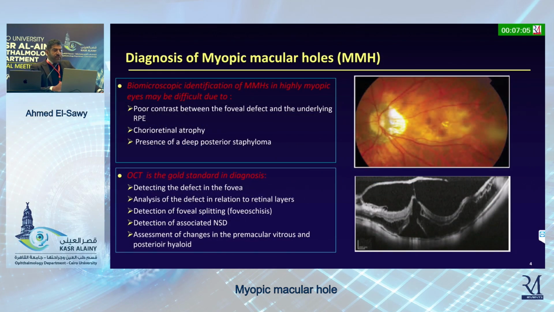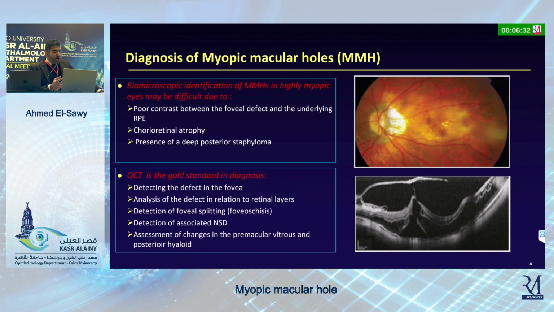By microscopic examination, identification of these types of holes is difficult because of the poor contrast. On slit lamp, we can only with difficulty detect them sometimes because of the poor contrast between the defect in the neurosensory retina and the underlying RPE. Sometimes these patients have chorioretinal atrophy in the macular area, and they already have a deep posterior staphyloma, which makes the examination more difficult. So after the introduction of the OCT, it became the standard for the diagnosis of these patients. The OCT is able to give us a lot of information about these myopic macular holes, which helps in how we can tackle these patients.